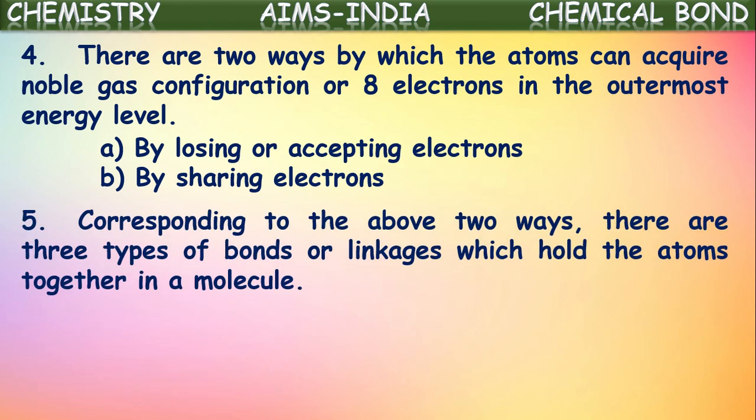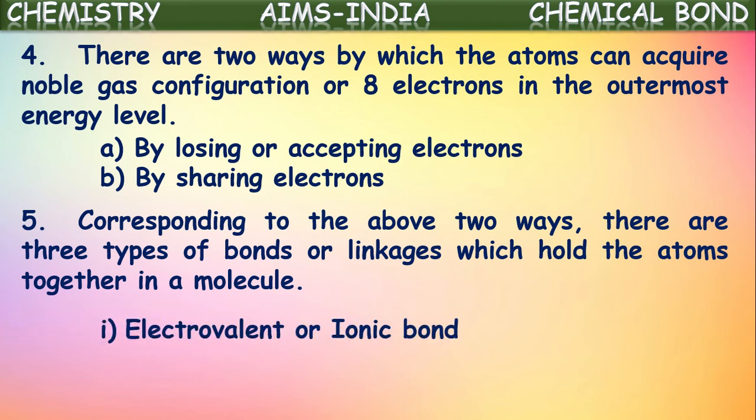Okay, so corresponding to the above two ways, that is by transferring electrons or by sharing electrons, there are mainly three types of bondings or linkages which hold the atoms together in a molecule. So based upon these two ways of attaining octet configuration, there are mainly three types of chemical bond formation or chemical linkages which hold the atoms together in molecules. They are, one, the electrovalent bond or ionic bond.